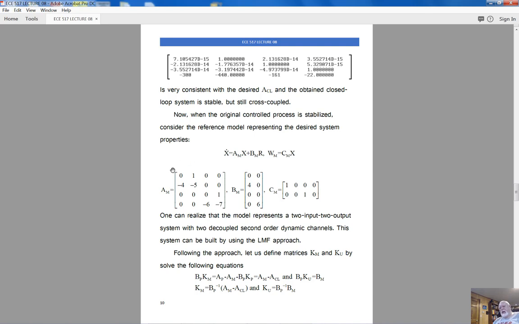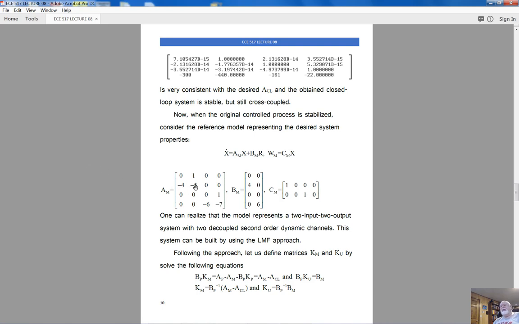Look at the matrix AM. It has block 1 and block 2. State variables are fully isolated from each other. Look, this is block 1 and this is block 2. This system, this definition of matrix AM and matrix BM surely represents a decoupled system.